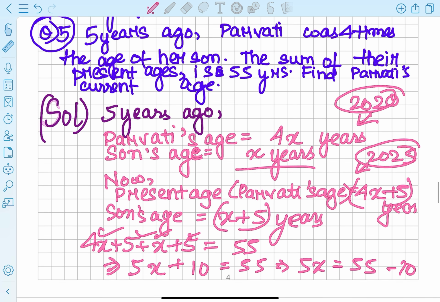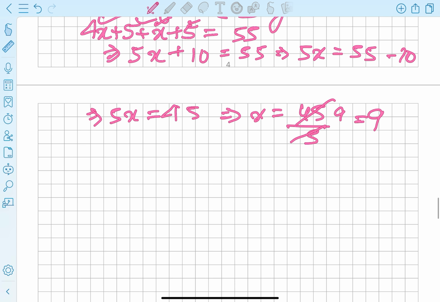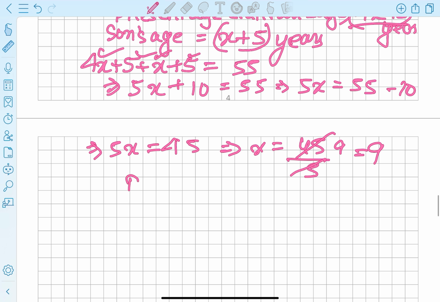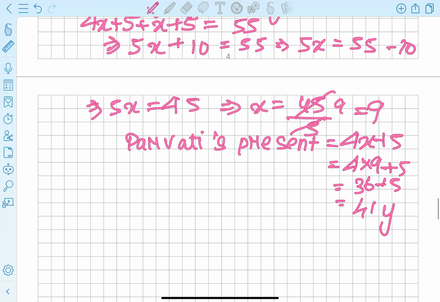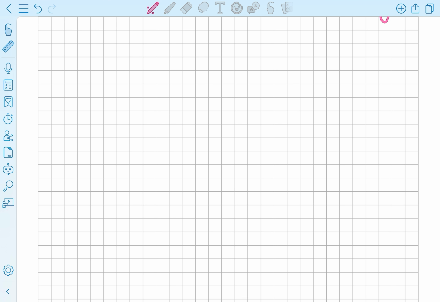Now I found out 9. I told you that Parvati's son's age 5 years ago was x and I have found out x. And Parvati's present age, I said, is 4x plus 5. The question is asking me to find Parvati's present age. So 4 into 9, x is 9, so 36 plus 5, it's 41 years. So Parvati is right now 41 years old. It's very easy. These sums are something that you have to keep doing. Only then will you become perfect at it.